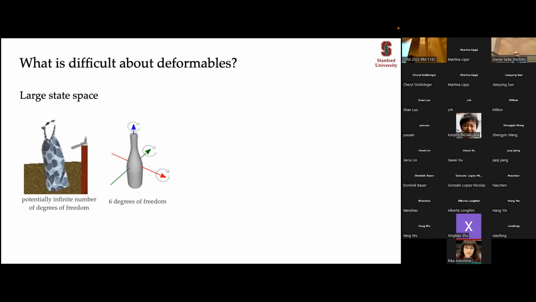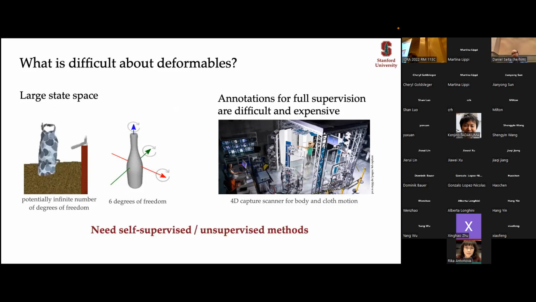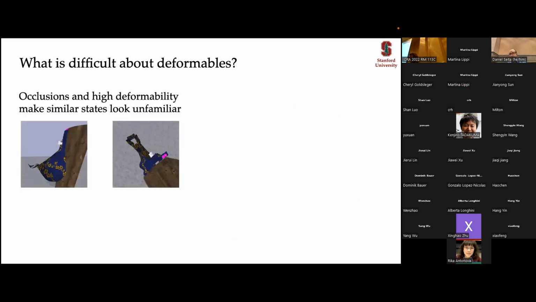This has been brought up many times during this workshop: we have potentially an infinite number of degrees of freedom as compared to rigid objects, and it is very hard to obtain full supervision for deformables. Some equipment exists for producing this, but it is very labor intensive and very expensive. So we need to develop self-supervised and unsupervised methods that can handle this. Moreover, as we probably all know, the occlusions and the high deformability make the states of the deformables look very, very different depending not only on the perspective, as you would have with a rigid object, but also on the time step and how the object deforms.